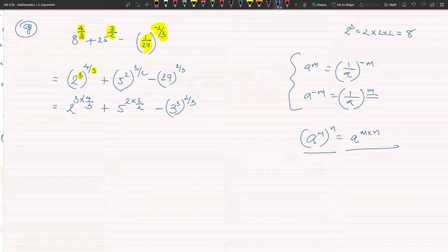First one? Yes, the 3 will cut 3. Very good. Second one? 5 raised to 3. And here? Yeah, correct. So what is 2 raised to 4? Tell me.